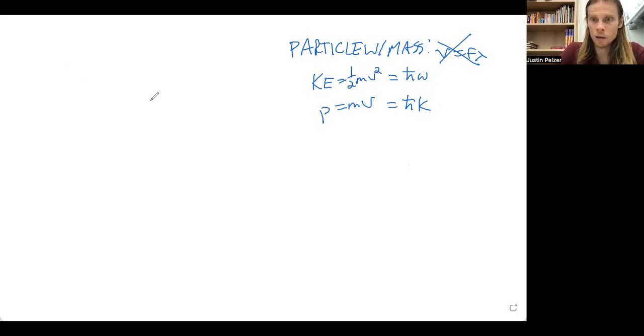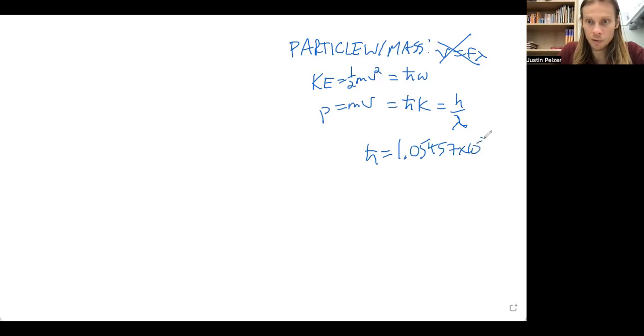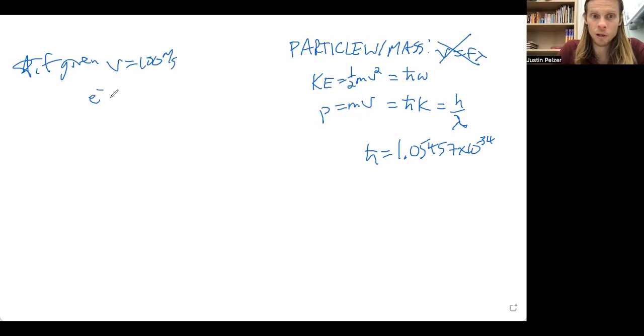And remember, k is 2 pi over lambda. h bar is 1.05457 times 10 to the negative 34, et cetera. So if given a velocity, say you're given a velocity of like 100 meters per second for an electron, which is slow, the electron has a mass of 9.11 times 10 to the negative 31 kilograms.